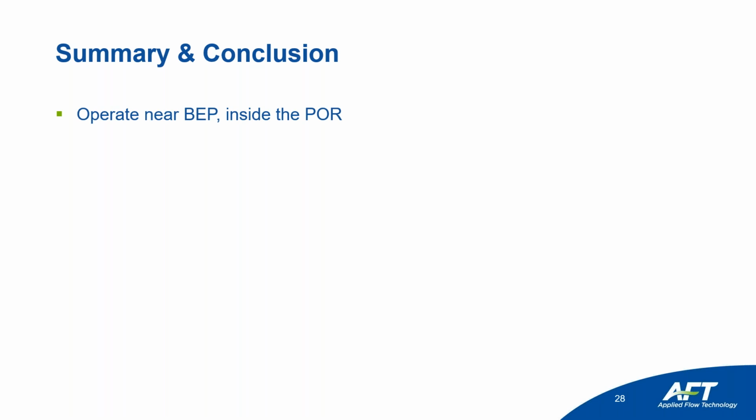You want to operate near BEP inside of the POR, and all of that you can specify in Fathom. The BEP will come from your efficiency curve or power curve. If you remember, you don't need both. You just need efficiency or power, and that's because they relate through the H times Q, so you only need one or the other. But anyway, you can get BEP, specify POR in your pump configuration.